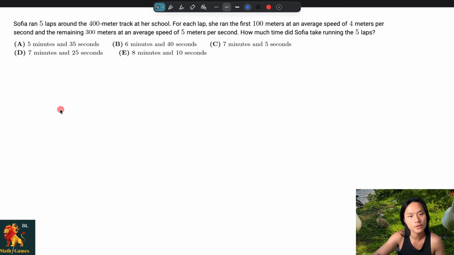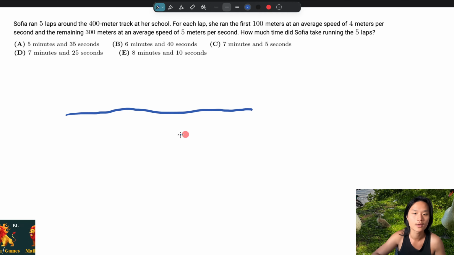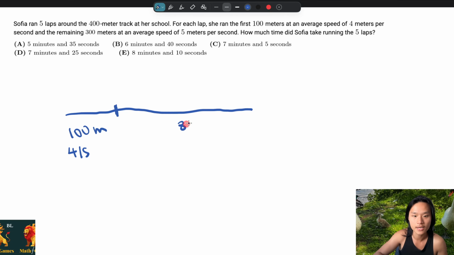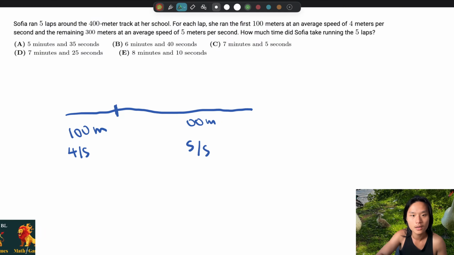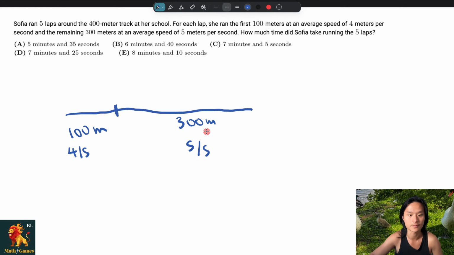So let's draw out the track. Let's say it's simply a straight line, okay? And because she ran the first 100 meters with the speed of 4 meters per second, and then the remaining 300 meters with the speed of 5 meters per second. So we have 100 meters and 300 meters.